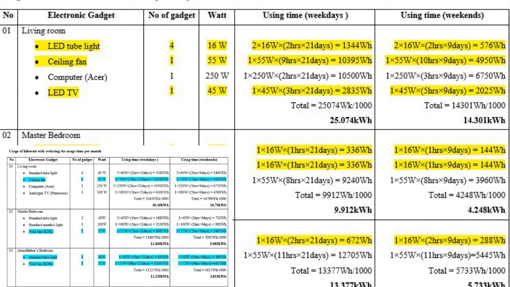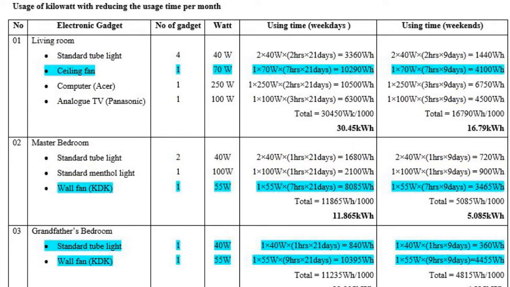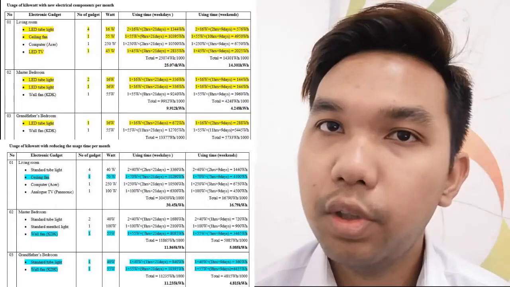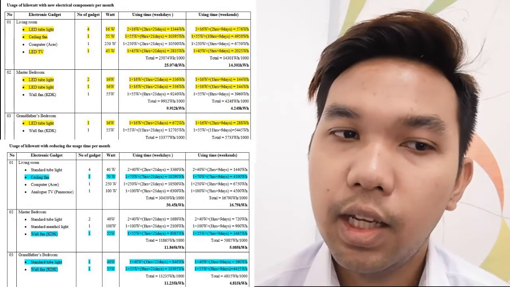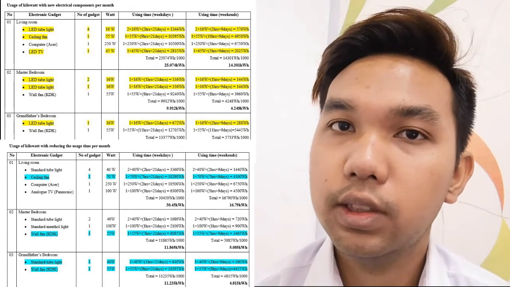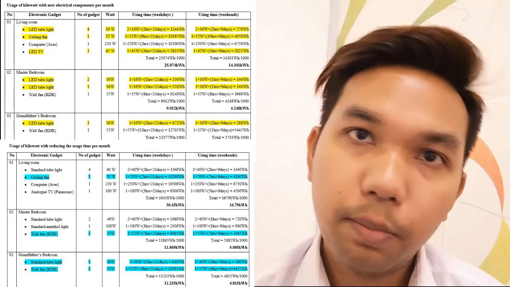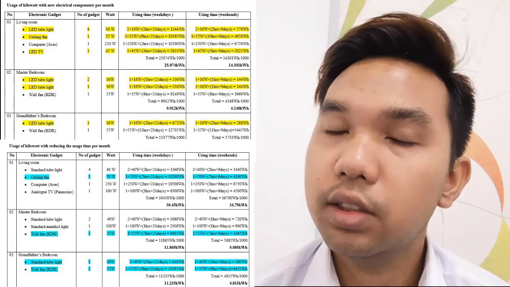The second is the master bedroom, where we try to reduce the wall fan KDK. Before this, the fan used 8 hours per month, and now we reduce it to 7 hours per month, which means we deduct 1 hour. For 8 hours the usage is 9,240 watt hours, and now it is reduced to 8,085 watt hours. The third is the grandfather bedroom, where we reduce the standard light tube and ceiling fan KDK.